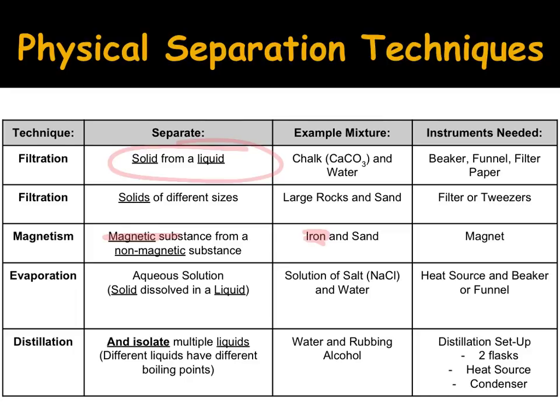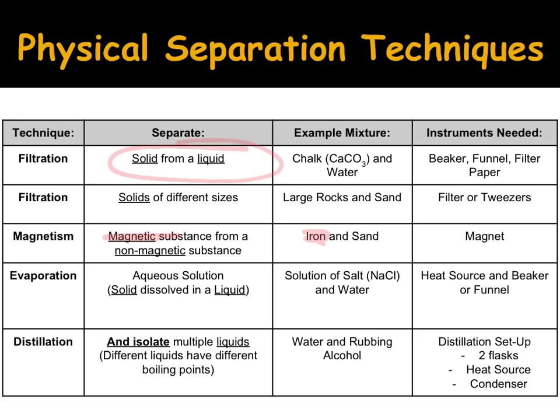And what you're going to have to do is get rid of the liquid. So the way you do that is through evaporation. You're going to heat it up. You're going to boil off the liquid there. So you need some sort of heat source. You need a Bunsen burner or a hot plate, and you need a beaker for that.